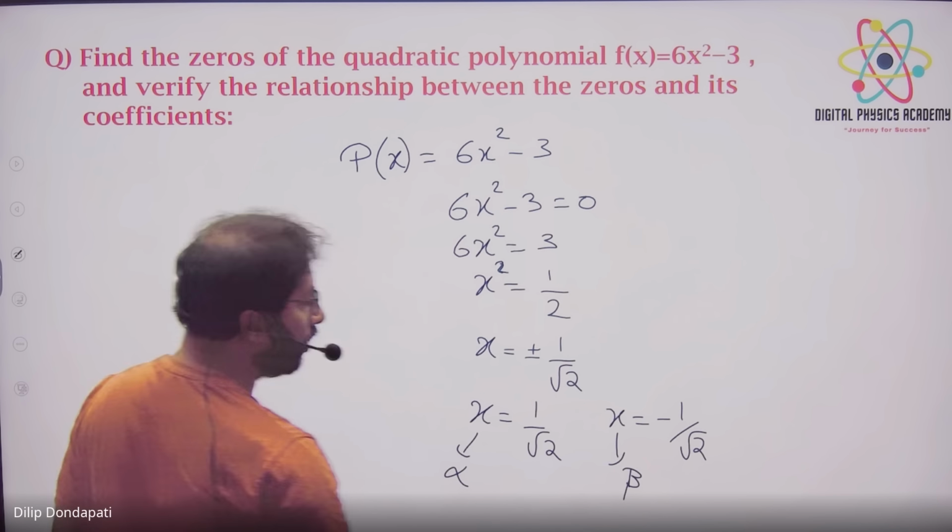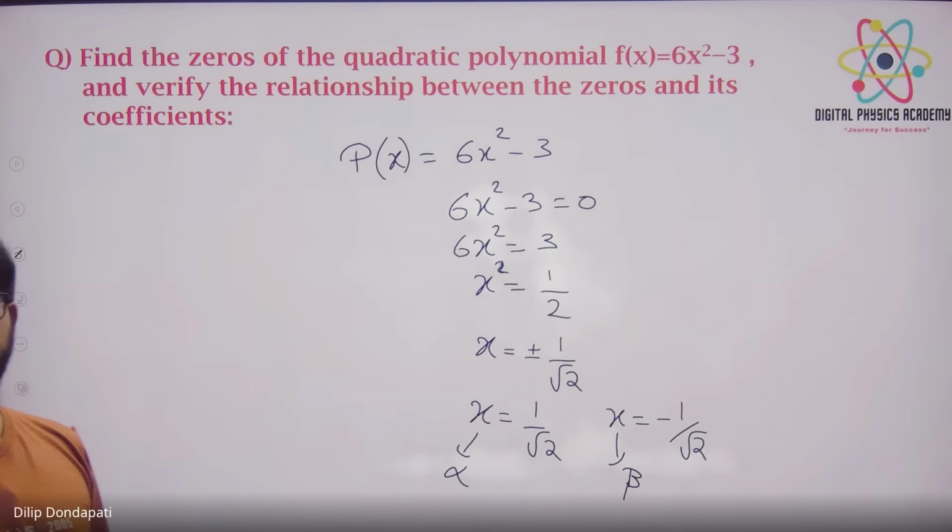Now verify the relationship. Verify the relationship and check whether it's satisfying or not. Alpha plus beta is equal to minus b by a. Alpha beta is equal to c by a.